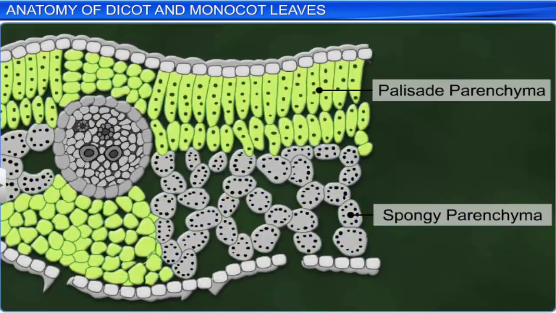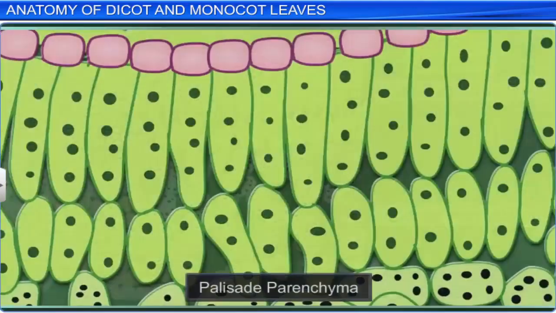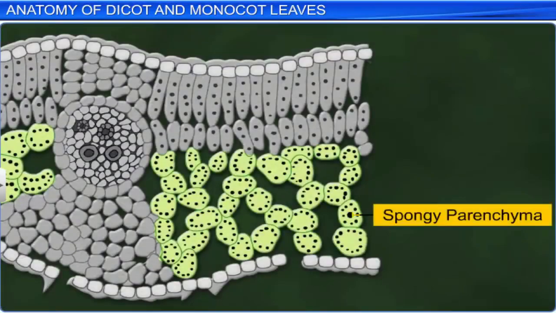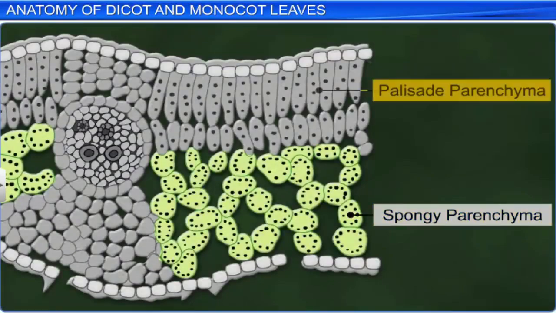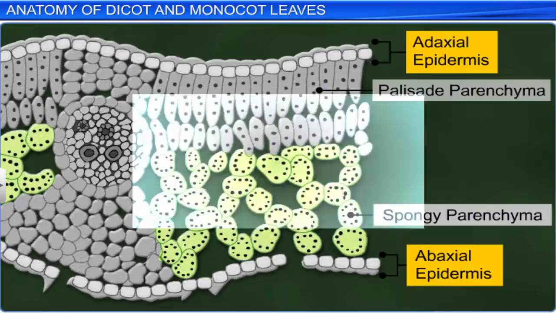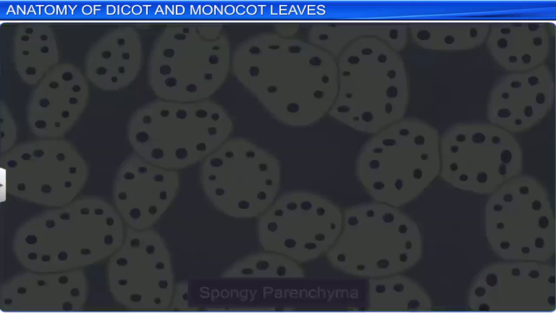The palisade parenchyma, located near the adaxial epidermis, is made up of elongated cells arranged vertically and parallel to each other. These cells have fewer intercellular spaces. The spongy parenchyma is located just below the palisade parenchyma, and it extends up to the abaxial epidermis. It consists of round cells which are loosely arranged and have large intercellular spaces and air cavities.